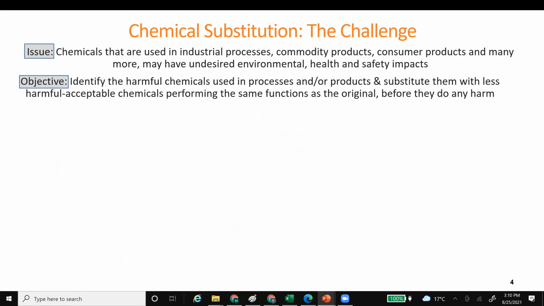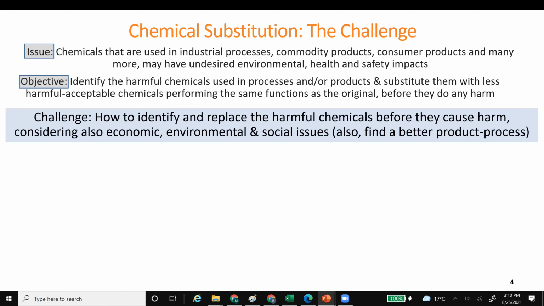So then what is the challenge? The issue, as we talked about, are the chemicals. Some of them could be harmful because of different reasons, or maybe other chemicals could have been used to make the process or the product better. The objective then is to identify which chemical needs to be replaced, either because it's harmful or because it's not performing efficiently, and what should be those substitute chemicals. So that's the challenge, sorry, the objective. The challenge is how to find that.